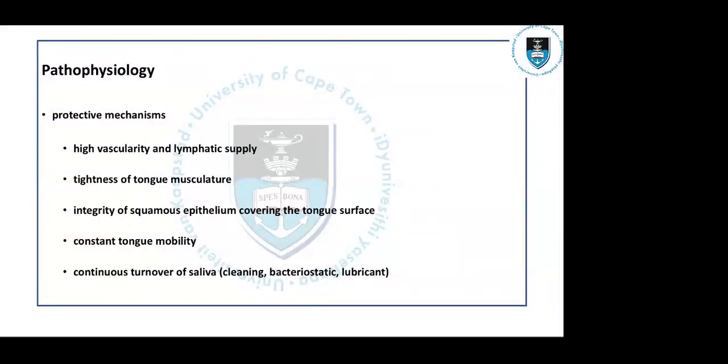Usually, protective mechanisms against infection of the tongue include the high vascularity and lymphatic supply, the tightness of the tongue musculature, the integrity of the squamous epithelium covering the tongue surface, the constant tongue mobility, and also the continuous turnover of saliva, which is a natural bacteriostatic and lubricating process for the mouth. If any one of the protective mechanisms is defective, the pathologic organism can pass through to the tissue and infect and damage the underlying tissues, thereby forming an abscess.